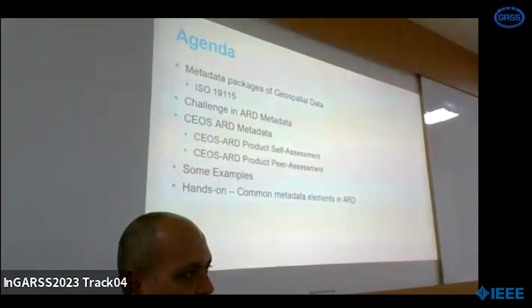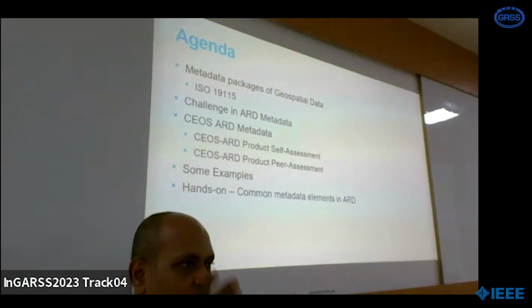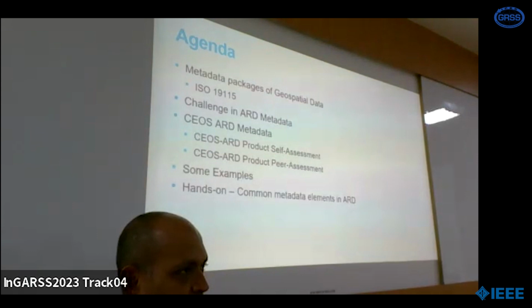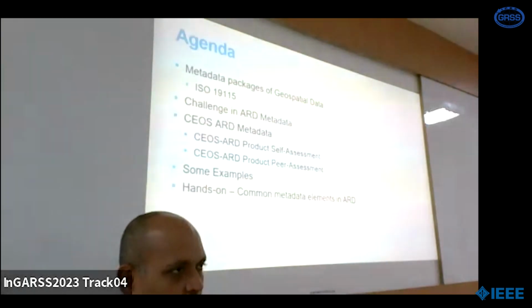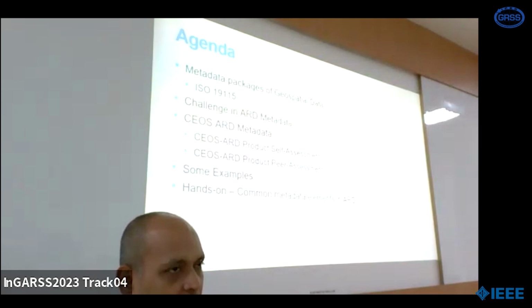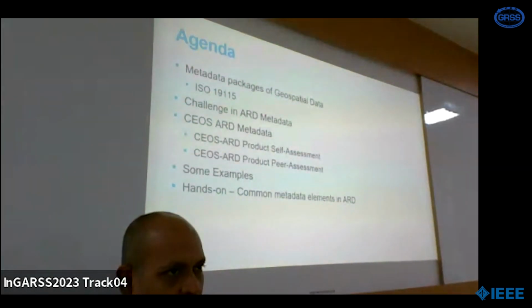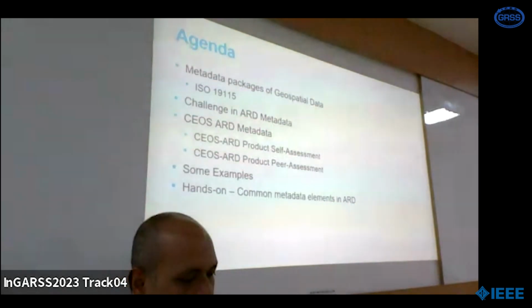So I don't know how many of you know 19115. This is an ISO standard for metadata in geospatial. There are three parts to it. One, this is the core. Second is the extension for imagery and gridded data, and third is the XML implementation of the same metadata.